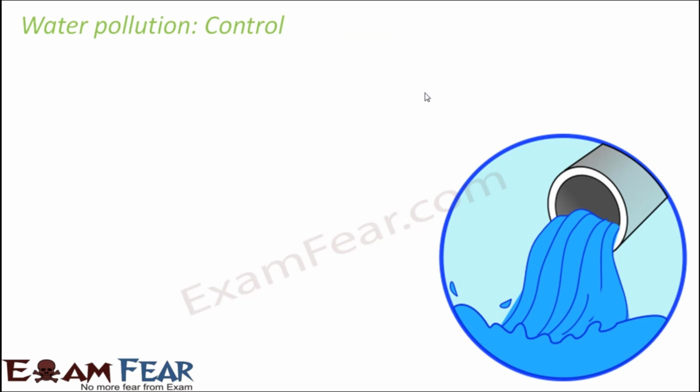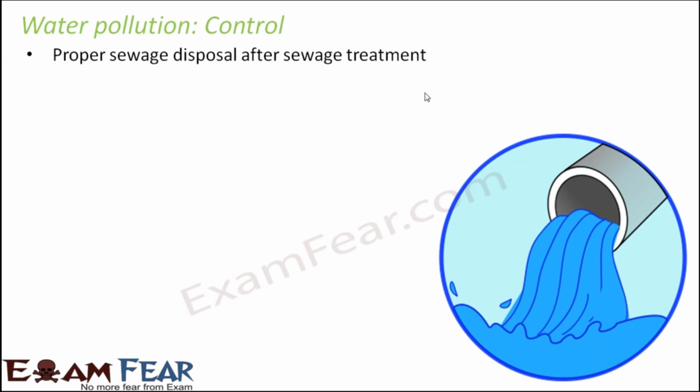Now let's look at the steps that we can take to control water pollution. So first thing is proper sewage disposal only after sewage treatment. This is very, very important. In your senior classes, you will learn about the detailed sewage treatment, which involves a primary treatment and a secondary treatment, where the more toxic sewage, which contains very, very toxic substances, gets converted into less toxic substances, and then that less toxic form of sewage is disposed into the water bodies. So therefore it will not pollute the water that much. So proper sewage treatment is a must.